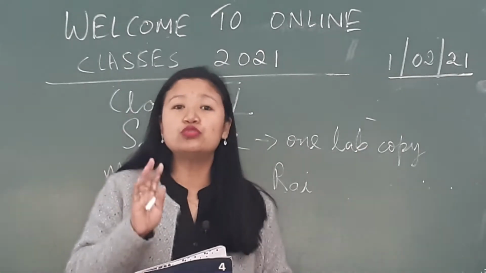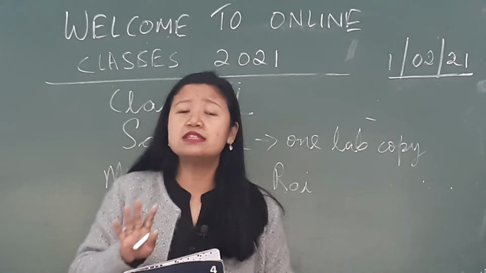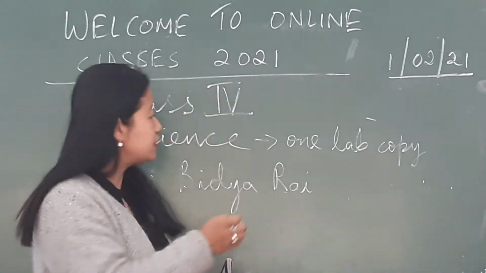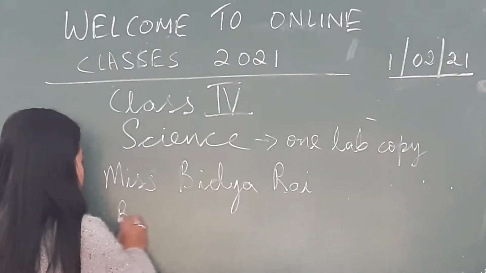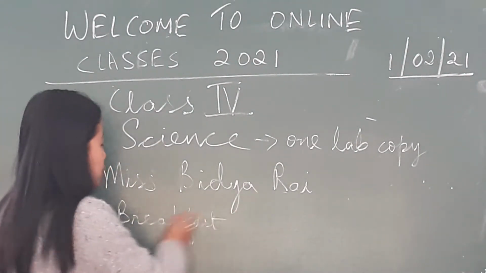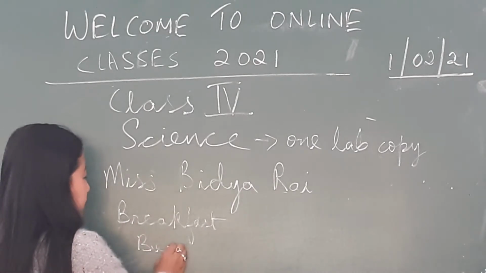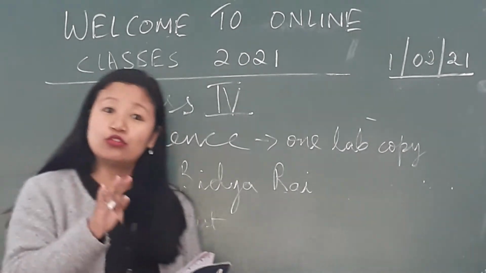So I want you to do this in your rough copy. Just write for breakfast, what did you eat for breakfast? So just write breakfast. Breakfast, what did you eat? Like bread, butter, egg, all that. Then you'll have 10 o'clock snacks.